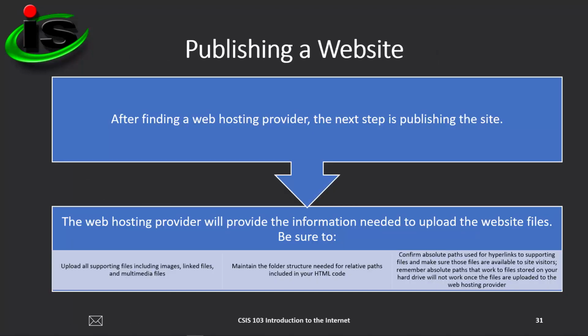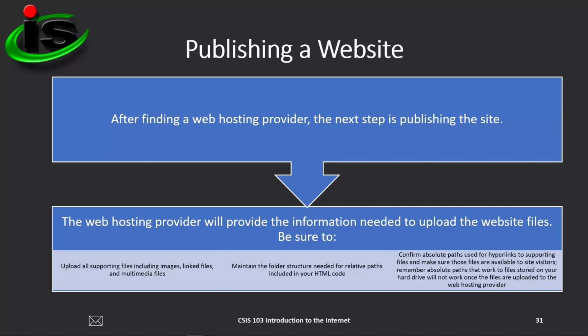Once you begin creating content for your website, then you'll need to be able to publish that content up to your web hosting provider. The web hosting provider will provide the information needed to upload the website files. And when uploading, be sure that you upload all supporting files, including images, linked files, and multimedia files. Be sure that you maintain the folder structure that's needed for relative paths included in your HTML code.